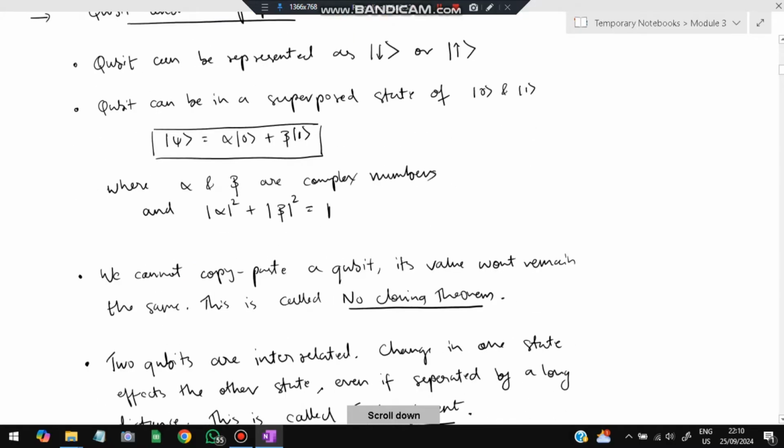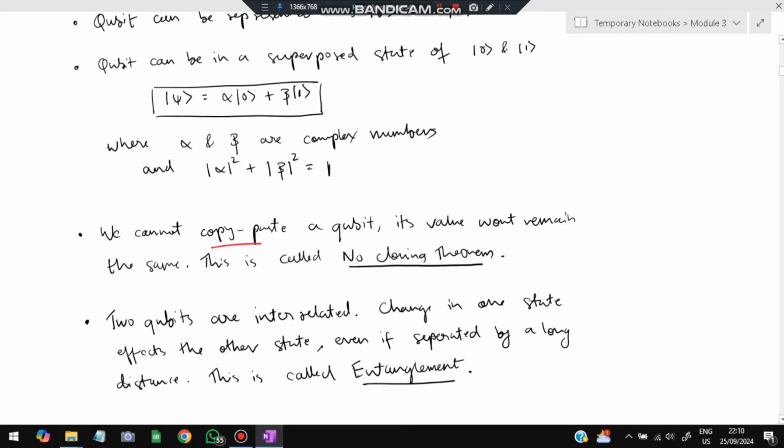An important thing is that we cannot copy and paste a qubit as we do with bits. For example, if there is a text AB, equivalent to some classical bits, we can copy and paste it and it will still remain AB. But in quantum computing, qubits cannot be copy pasted because it will be a different qubit when we paste it. That is called the no cloning theorem. And two qubits are interrelated: change one state and the other state will be affected.